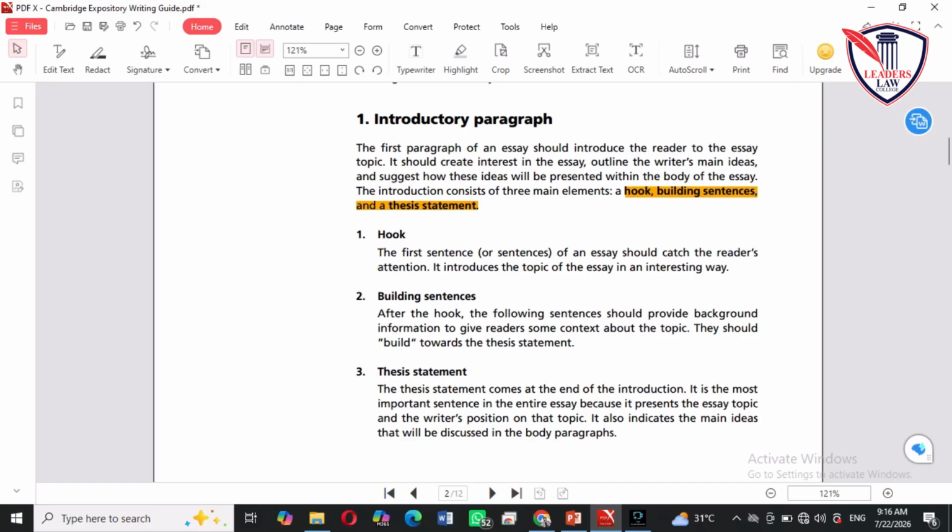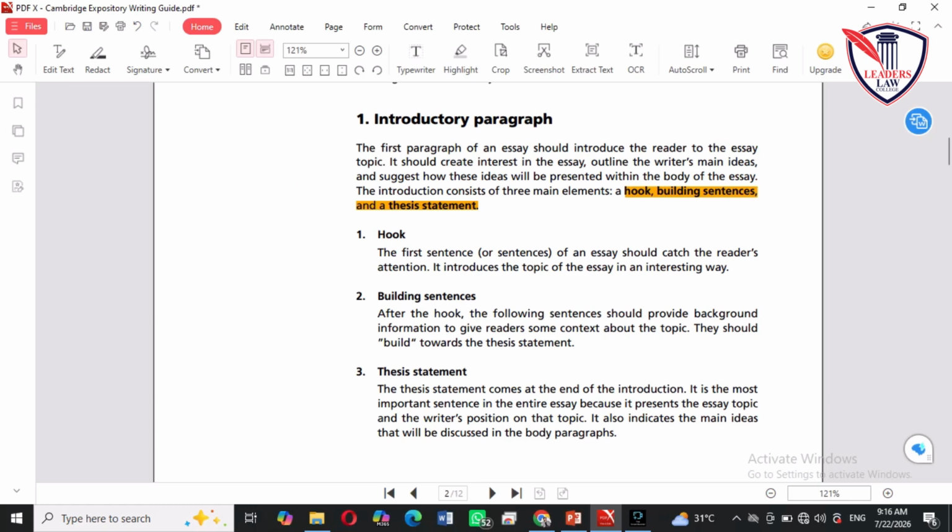Then there are the building sentences. Building sentences are the sentences that provide some background information or knowledge about the topic. And there is the thesis statement, and a thesis statement is the very backbone of an essay.